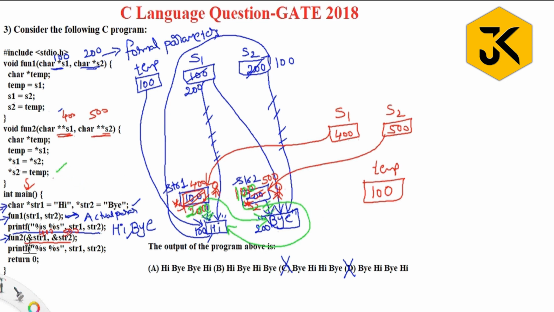This statement is completed. After completion of this statement, my control comes once again to this location. Printf %s, str1, str2. What is str1? The str1 value is 200, so it will go to the 200 location and print the value, which is bye. Then str2 contains the value 100, which points to this location, so it will get the value hi. Finally it is going to return 0. The output of the program is first hi bye printed, then bye hi printed. So hi bye and bye hi, this is the answer. So option A is the correct answer.